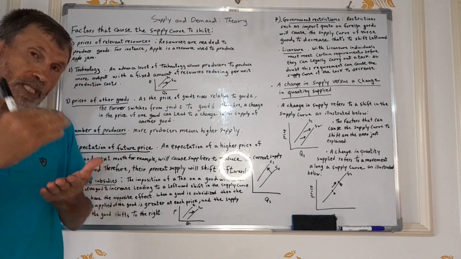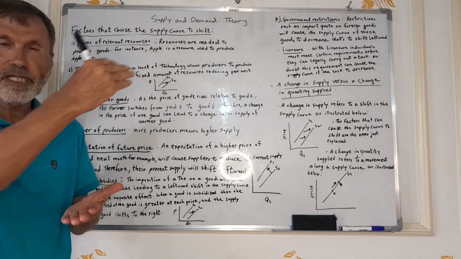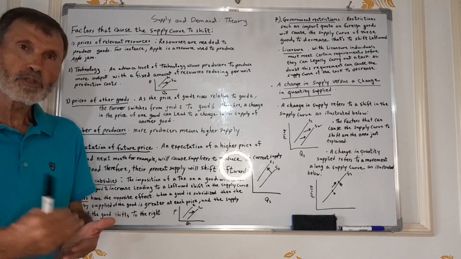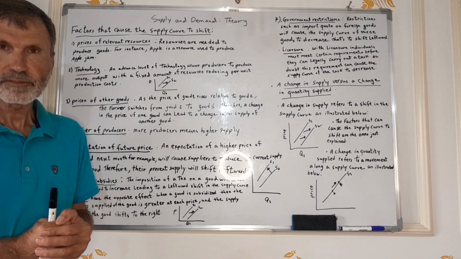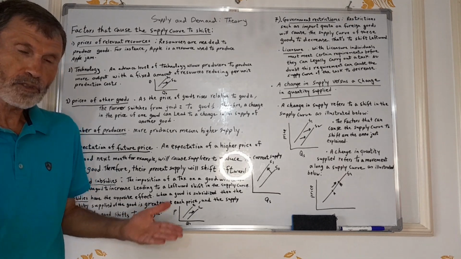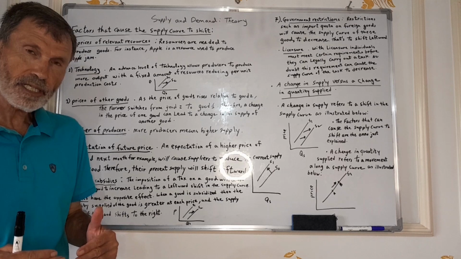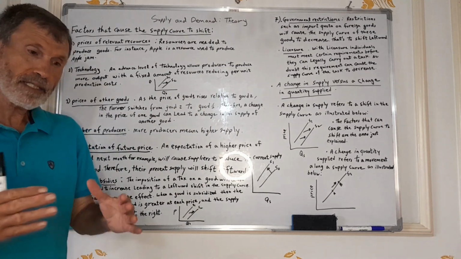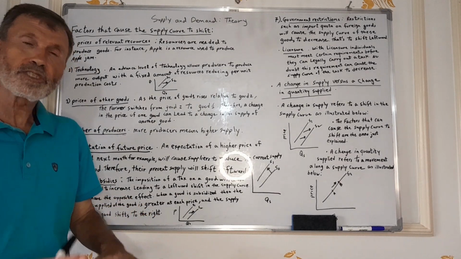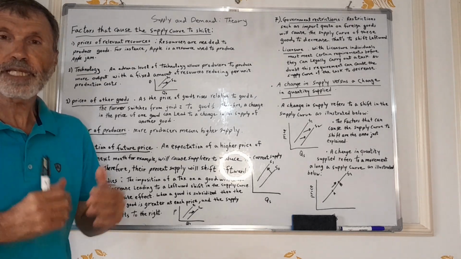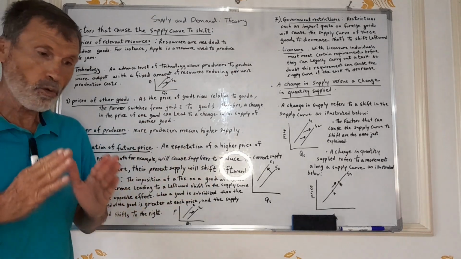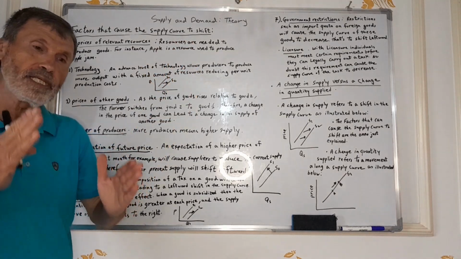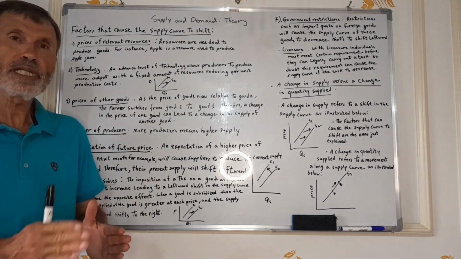So an expectation of a higher price next month will cause the present supply, or the current supply, to decrease, to go down. Why should farmers or producers produce now if the price of the good next month is going to go up? They can reduce their production now so that they can take advantage of the higher price next month. So when there is an expectation of a higher price next month, that means the current supply will decrease, that it will shift to the left.